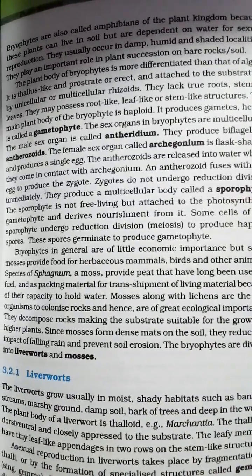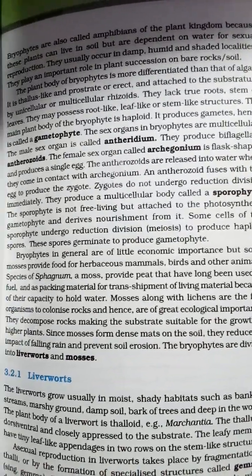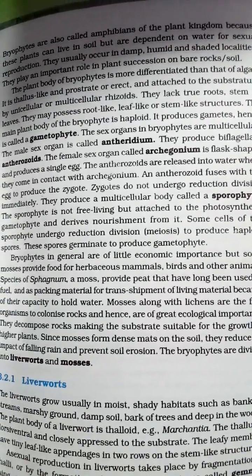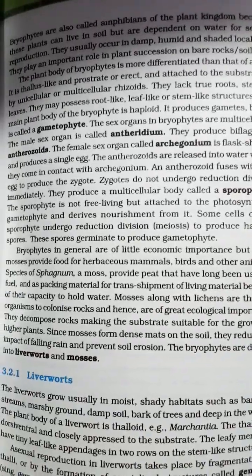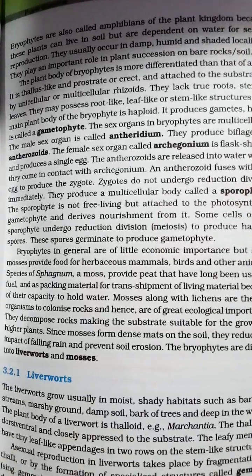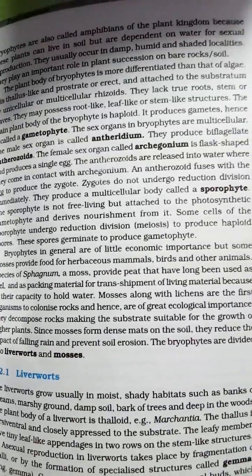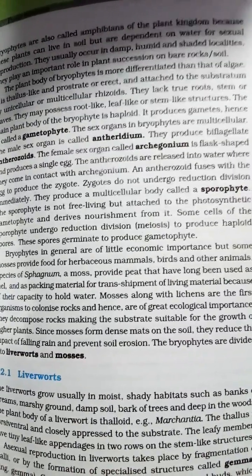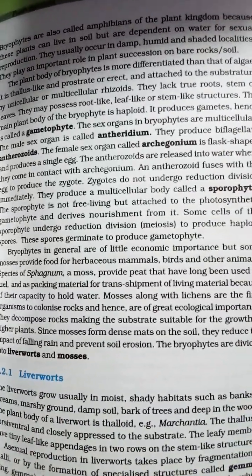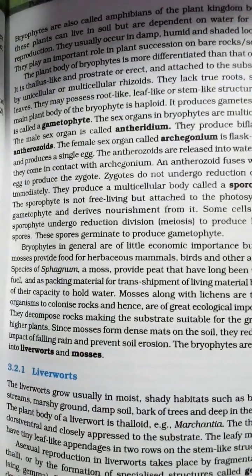The main plant body of the bryophyte is haploid. It produces gametes, hence it is called the gametophyte. The sex organs of bryophytes are multicellular, not unicellular. The male sex organ is called antheridium. They produce biflagellate antherozoids. The female sex organ, called archegonium, is flask shaped and produces a single egg.